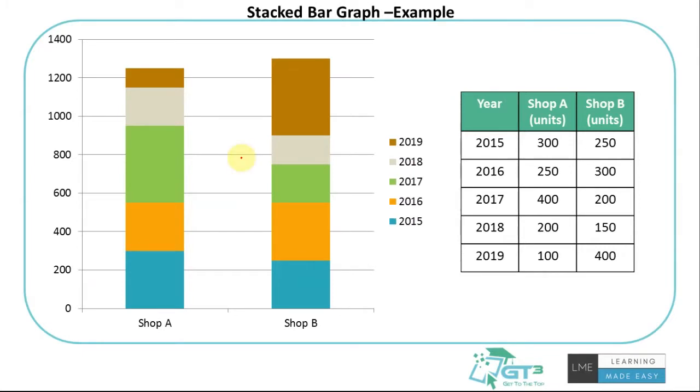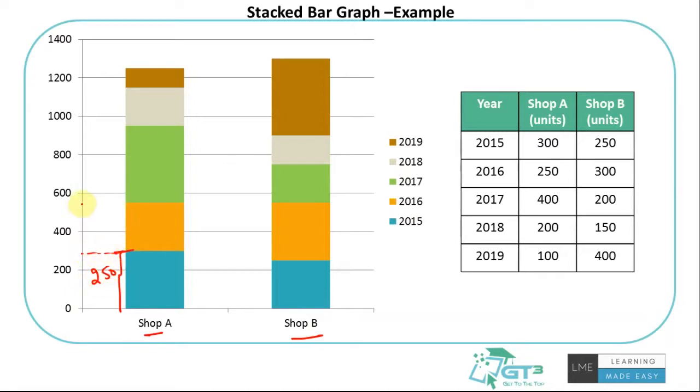What does this do? I am seeing the x-axis is shop A and shop B. I see the y-axis is the units, and I see different colors for different years. So 2015 is this blue color. How high is this? 250, right? This point would be 250.